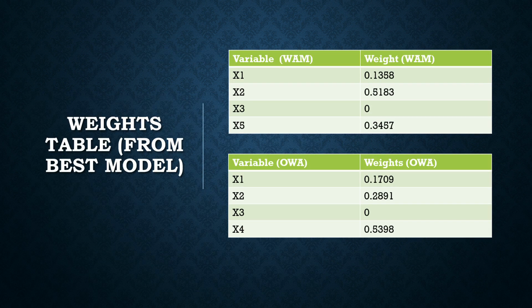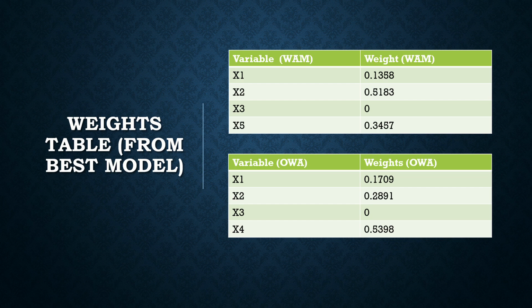And on the next slide, as we can see, the weights table. Here I'm showing the weights for the best performing model. In WAM, the weights were 0.136 for citric acid, 0.518 for chlorides, 0 for pH, and 0.346 for alcohol. This confirms that alcohol and chlorides are most influential in determining wine quality, while pH didn't contribute to the predictions.